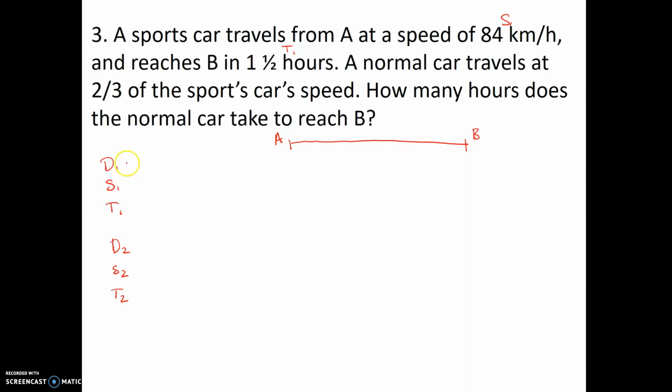Whoa. Well, let's start filling in our chart here really quick. We have a speed one, it's 84 kilometers per hour, and we have a time one, which is 1.5 hours.